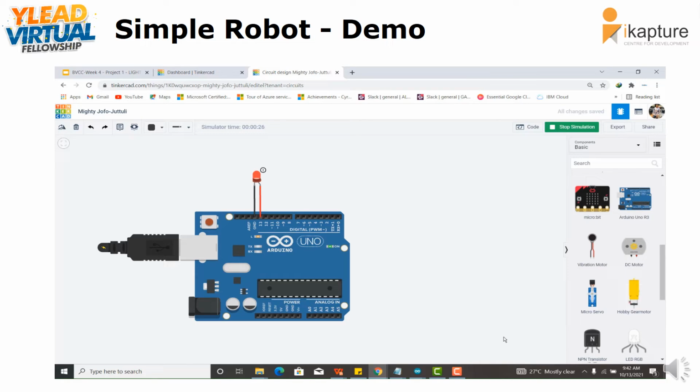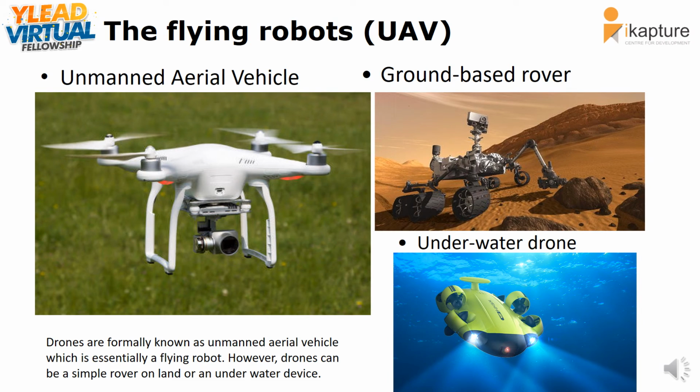Alright, so we just watched a little clip on how we could get started with robotics. So let's dive now into drones. A flying robot is called an unmanned aerial vehicle. We also have other drones or other rovers, other devices that we could refer to as drones or robots.